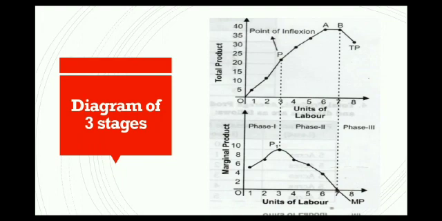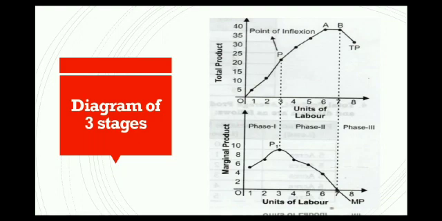Phase 3, that is phase of negative returns. In this stage, the total product declines in absolute terms. The marginal product becomes negative. The firm cannot operate in the third stage where MP is negative and TP starts declining as we are moving beyond the optimum degree of specialization.